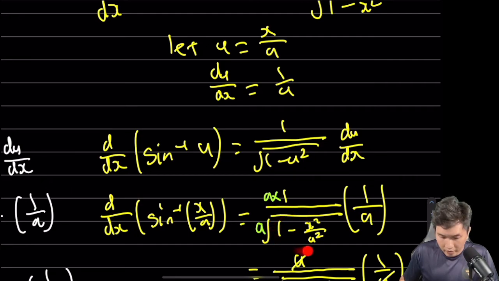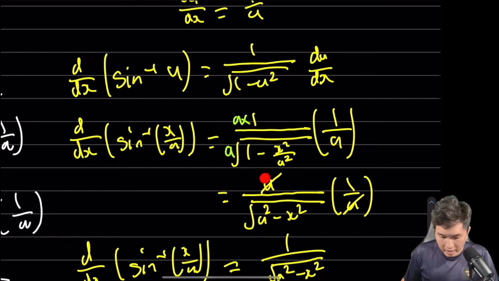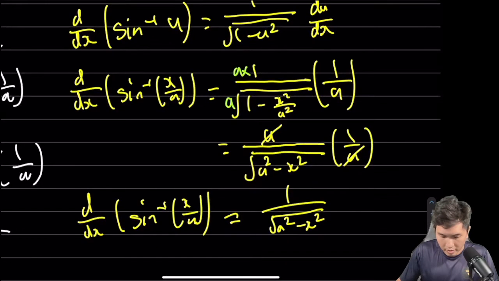Again, not quite the form we're looking for. For the denominator, we're looking for the square root of a squared minus x squared. To make that happen, I need to multiply by a to the numerator and a to the denominator. If we do that, we're going to get a in the numerator and square root of a squared minus x squared. Then you realize that this a can be cancelled with the 1 over a from du/dx. So what you get is this. And that is the reason why for sine inverse in your standard results, there is no constant in front of the integral.